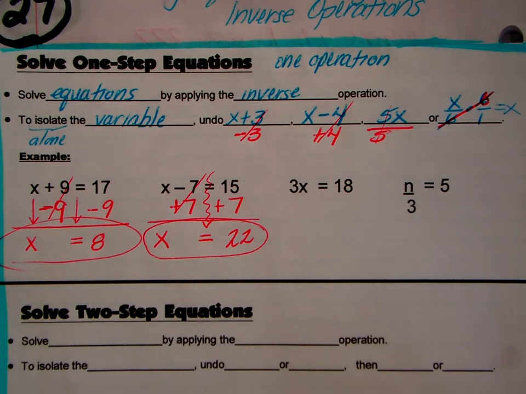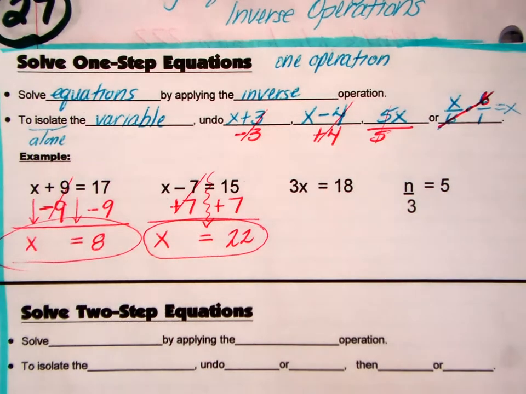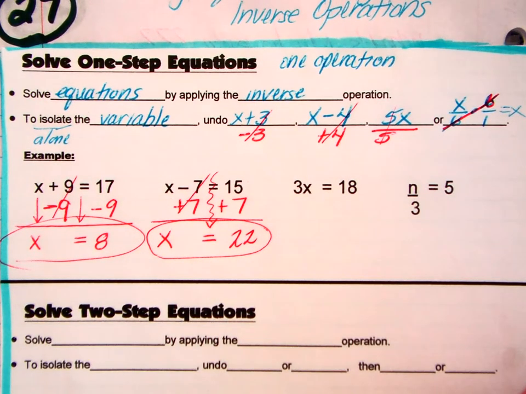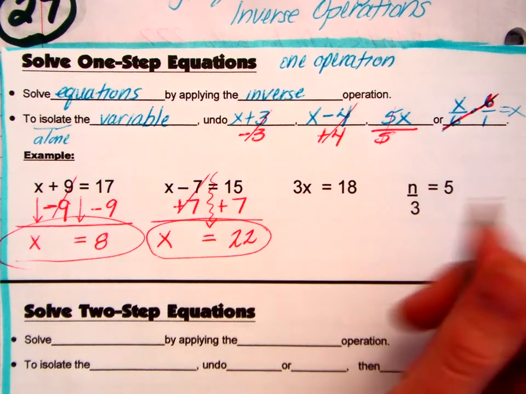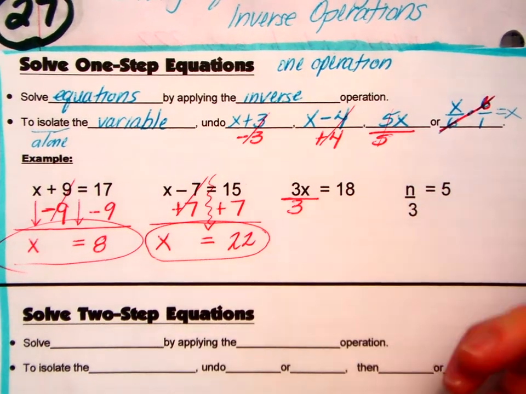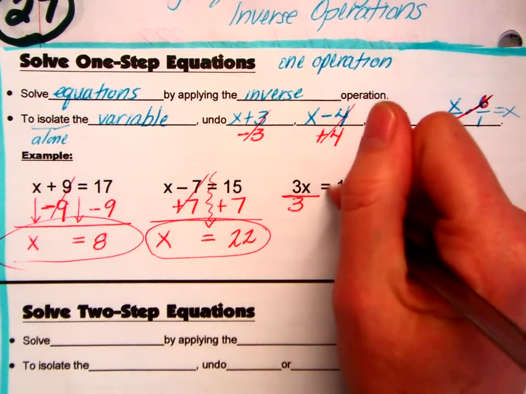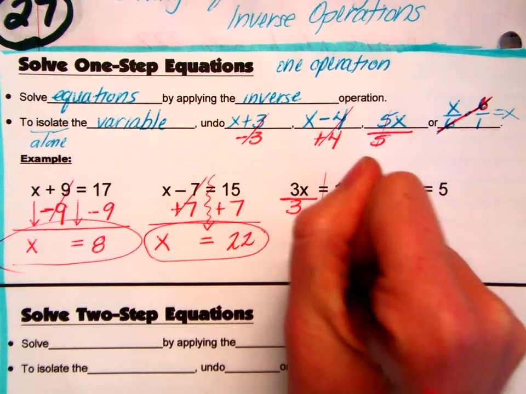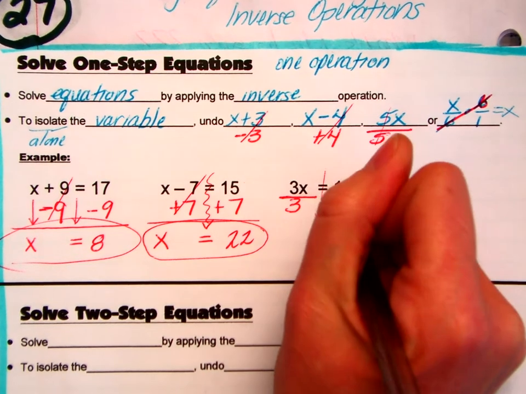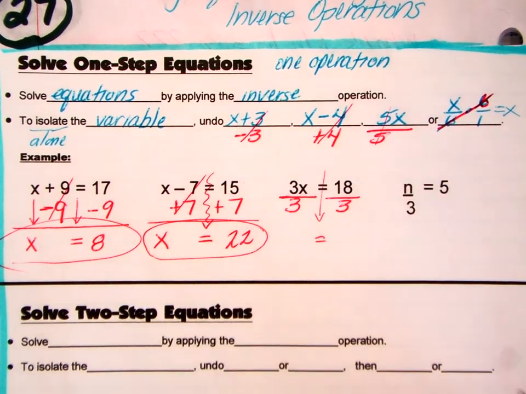Multiplication. What is the opposite or inverse operation of multiplication? Division. So I want to get x to live by itself. If it's being multiplied by 3, now I need to divide by 3. But just like in the previous problems, if I do that to one side of the equal sign, I have to do the exact same operation to the other term on the other side of the equal sign. So 18 also has to be divided by 3.